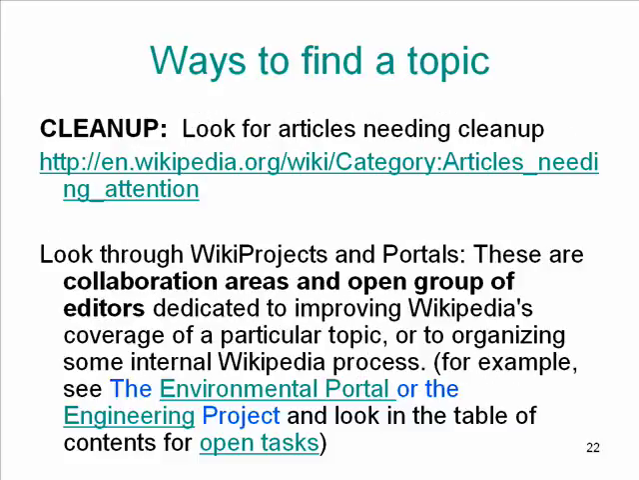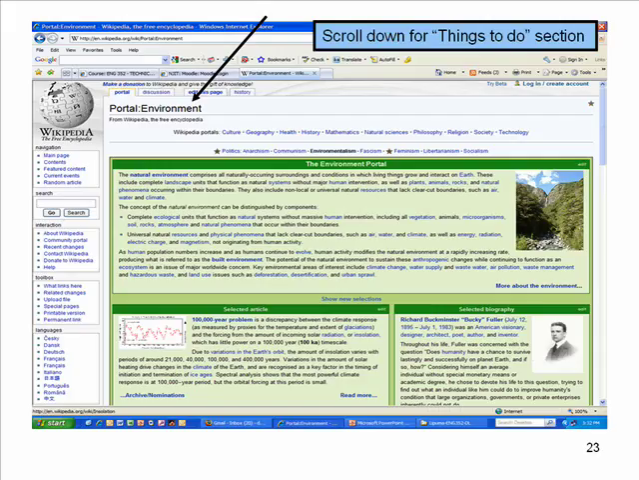Okay, so if you're looking for something for cleanup, there are projects and portals. These are where they try to group pages together, and a community of writers who write about a certain subject. And these groups are open, and anybody with any interest in the subject can get into them. So for example, there's an environmental portal, an engineering project, an architecture portal, and those portals have lists of open tasks. People say, you know, that page on the Eiffel Tower needs improvement. And you can find those pages.